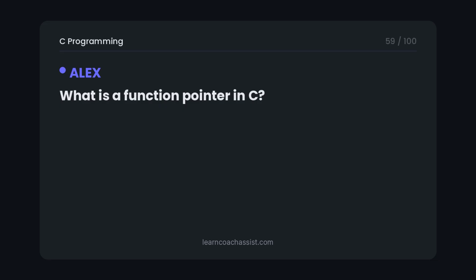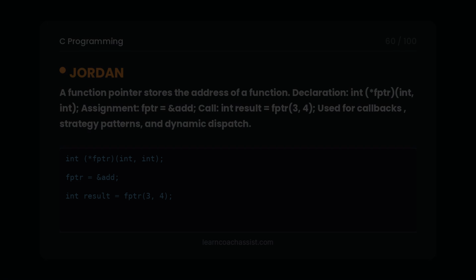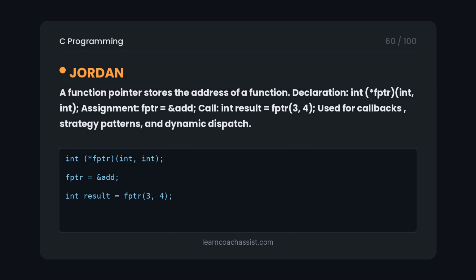What is a function pointer in C? A function pointer stores the address of a function. Declaration: int (*fptr)(int, int); assignment: fptr = &add; call: int result = fptr(3, 4). Used for callbacks, strategy patterns, and dynamic dispatch.